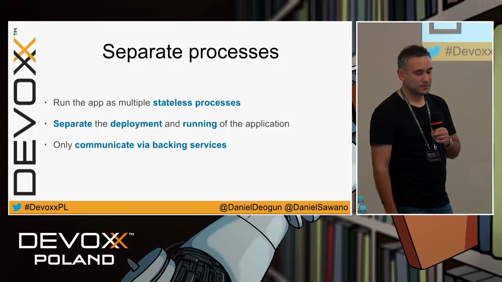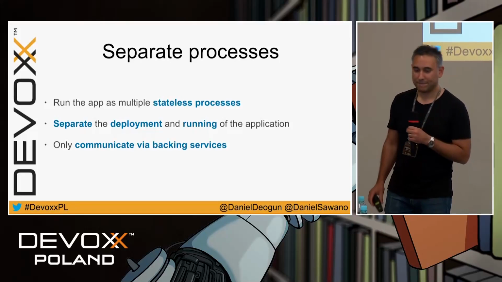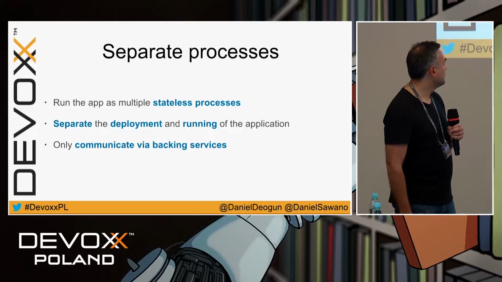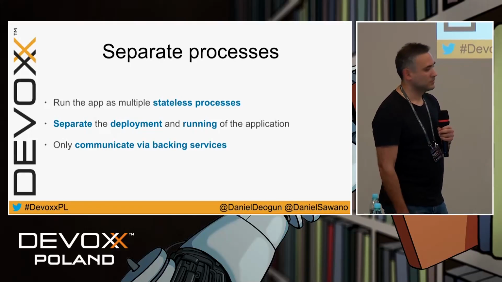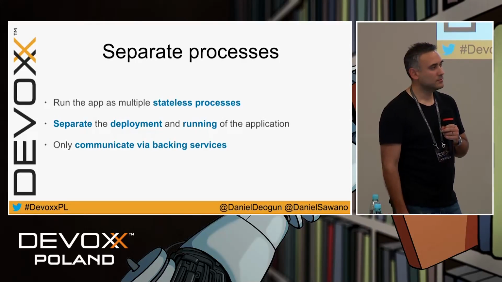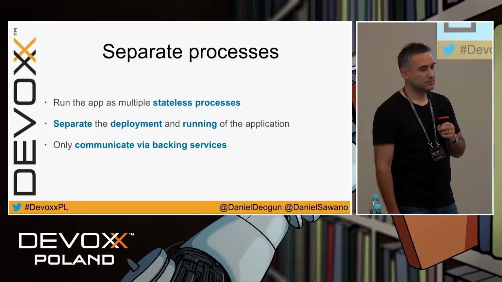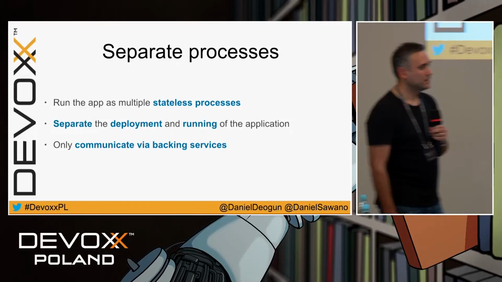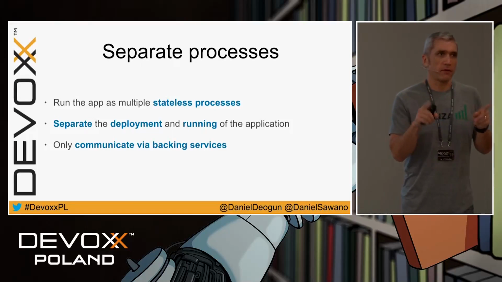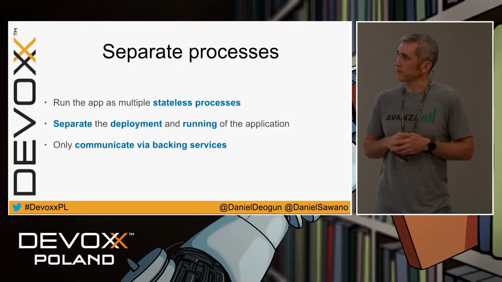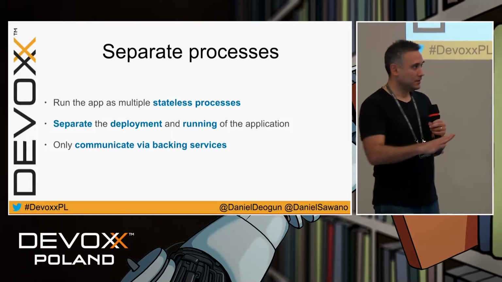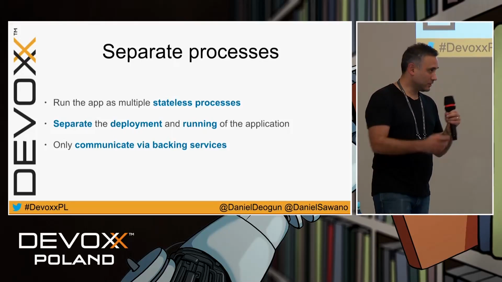Now, if we break this down into 3 subsections, we can say that you want to run your applications as multiple stateless processes. Another thing is that you want to separate the process of deploying the application from the process of actually running the application. And then all your stateless processes can't communicate directly with each other. They can only communicate via some kind of backing service. Okay, I totally agree with this. I don't see the security connection yet. We'll get into that soon. All right, so let's start with the first one then.